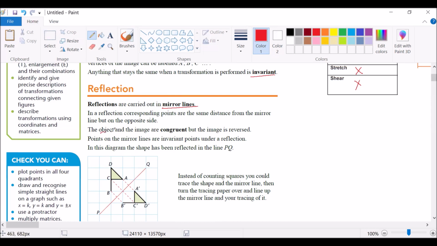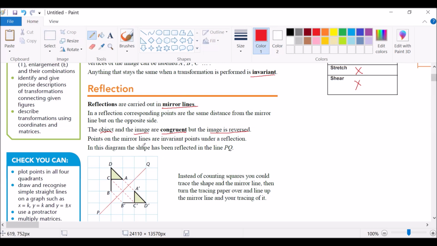The object and the image are congruent, which means the size is not changed, but the image is reversed. Points on the mirror lines are invariant points under a reflection. So points that are on the mirror line will not change.